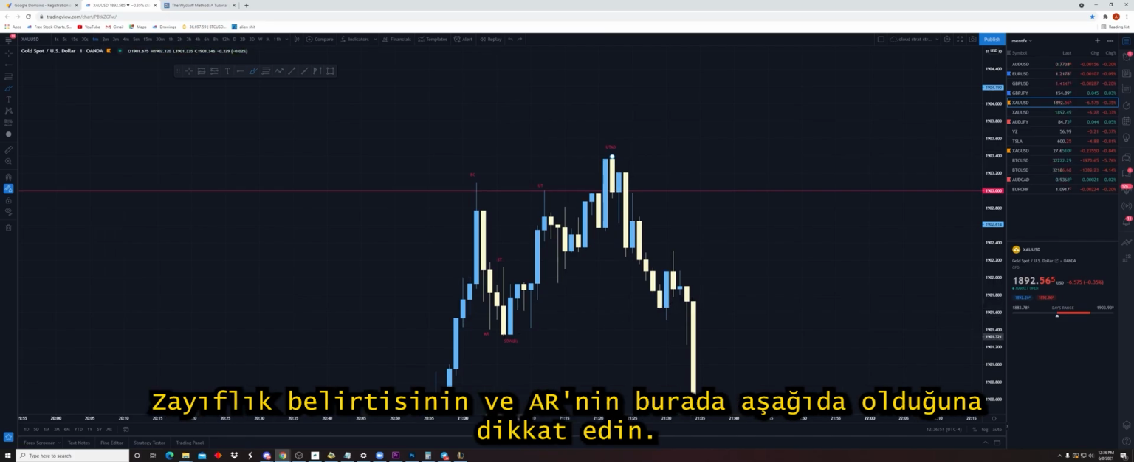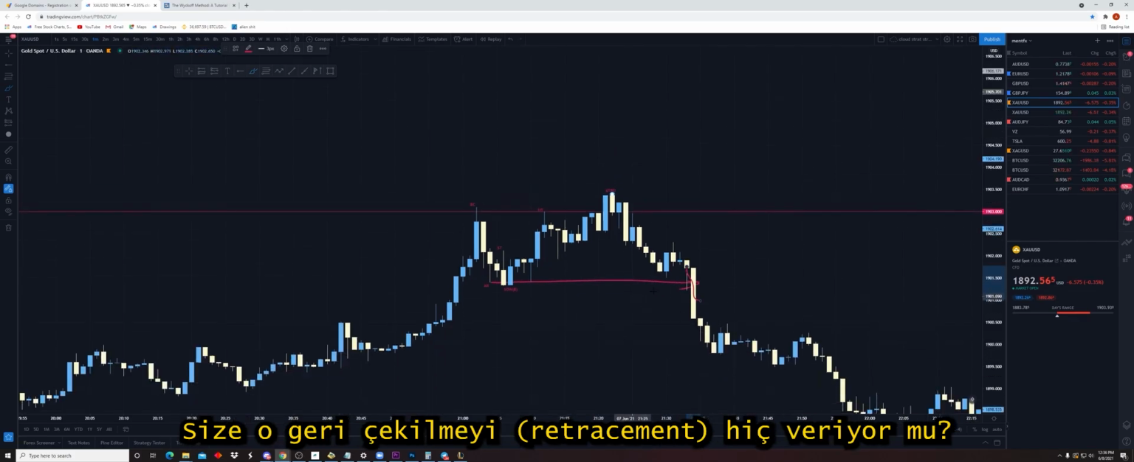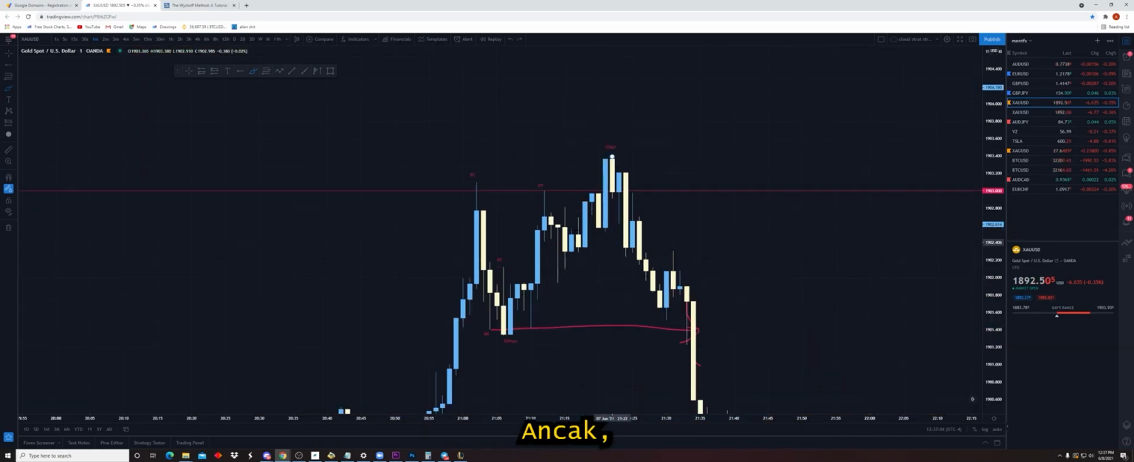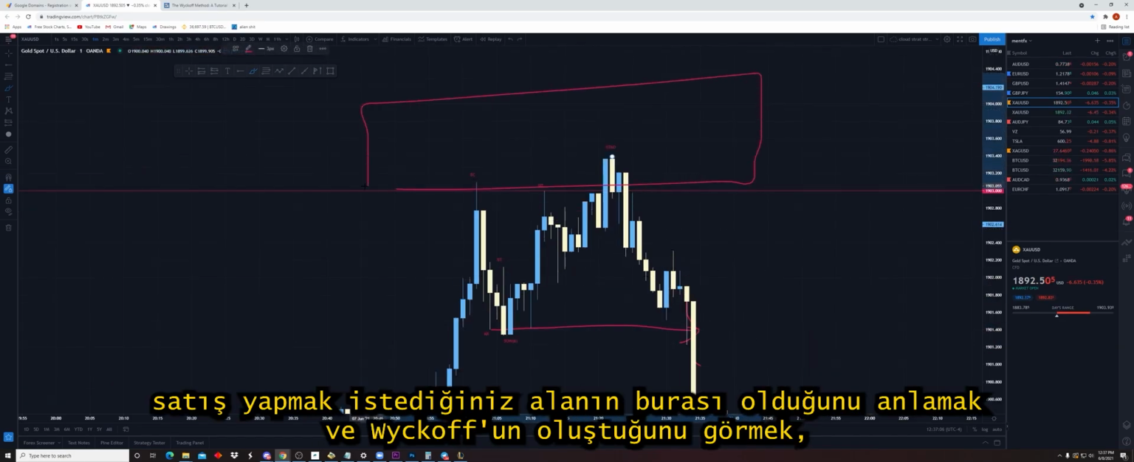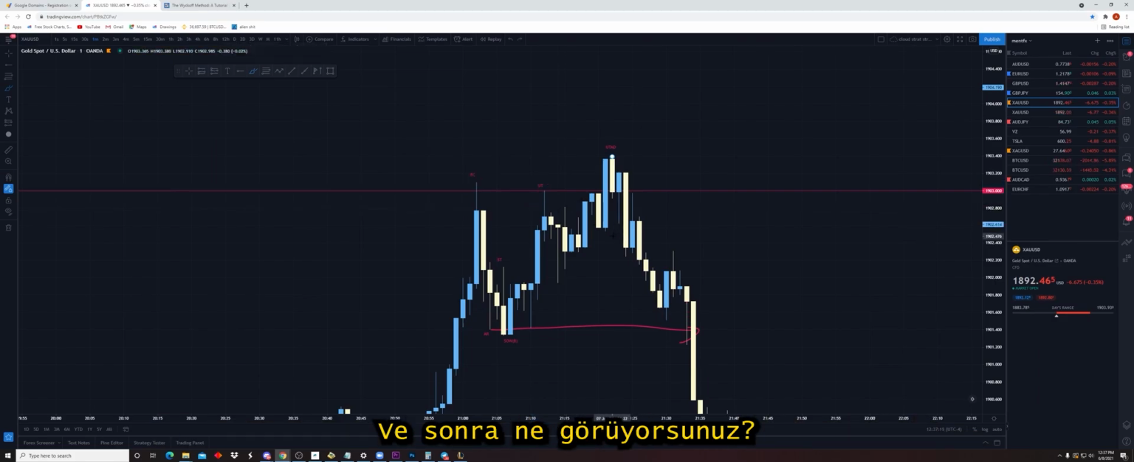Right now, notice the sign of weakness and the AR exists down here. Now, notice what happens when price breaks that. Does it ever give you that retracement? No. So if you were a trader that waited for the AR break and looked for the retest, it's not always going to happen. However, understanding that this is the area you wanted to sell at and seeing that Wyckoff is occurring in the form of highs being made for the purpose of liquidation, and then you see what?